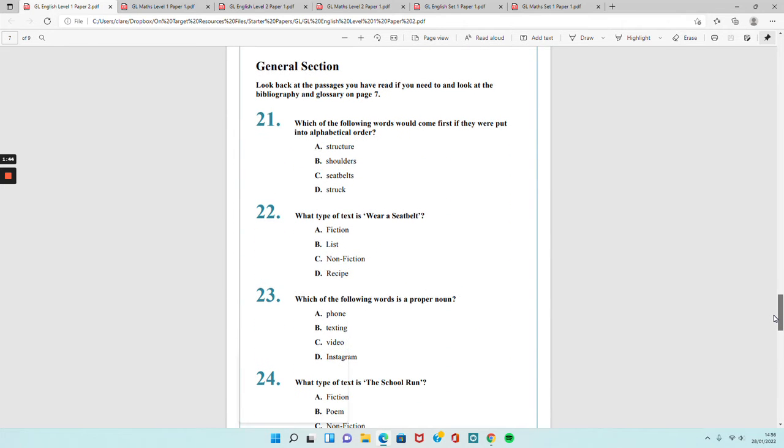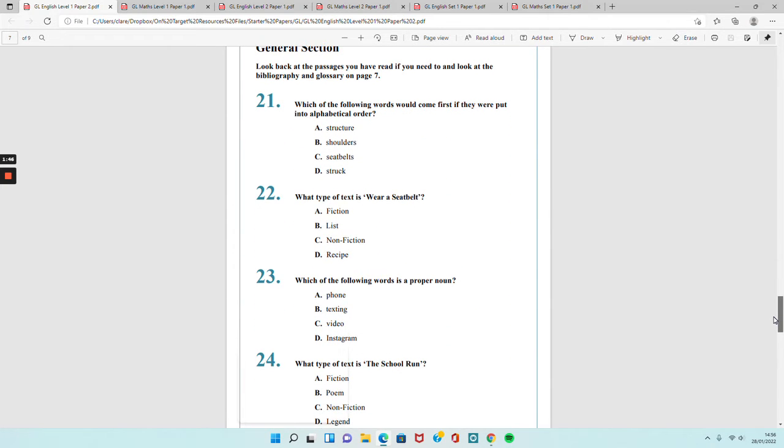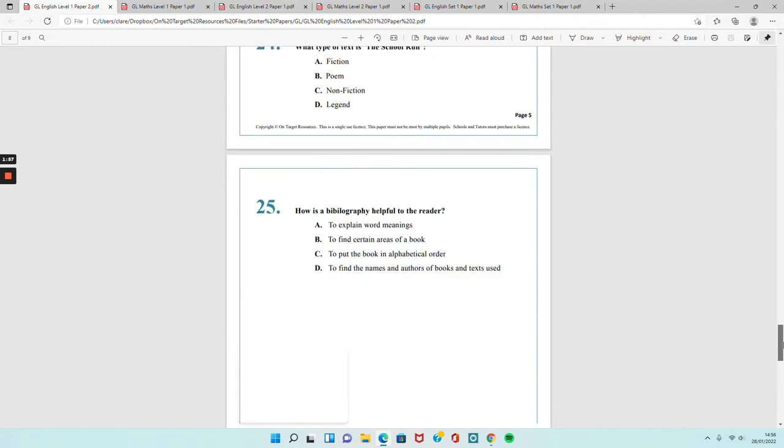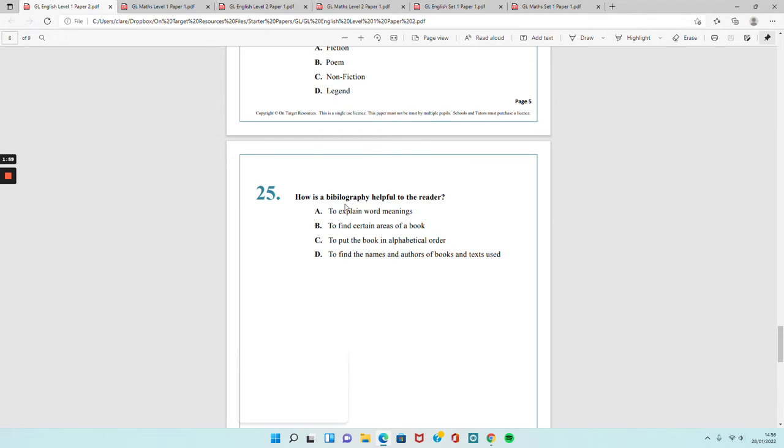Then we have our general section, which is 5 questions, and this focuses in on more general questions. There might be some grammar questions put in there, like alphabetical order, for example, types of texts, and also word definitions to do with the English language. So bibliography is the one for this one.